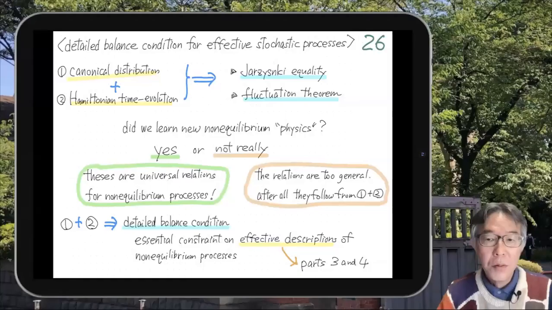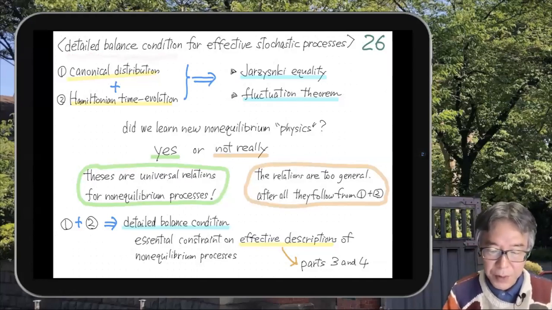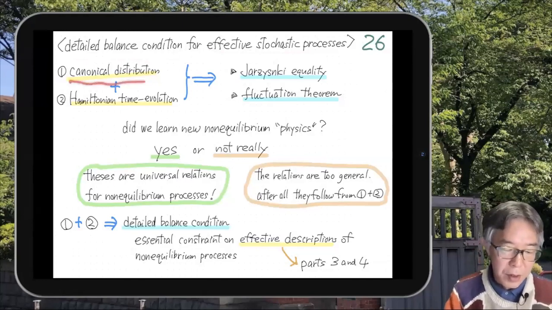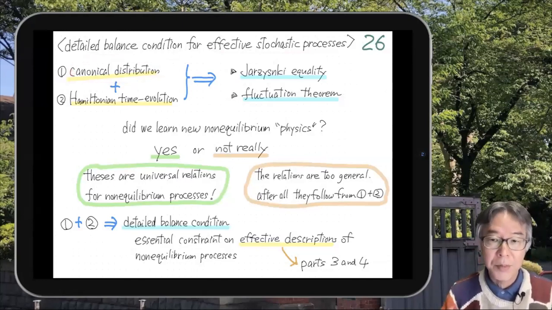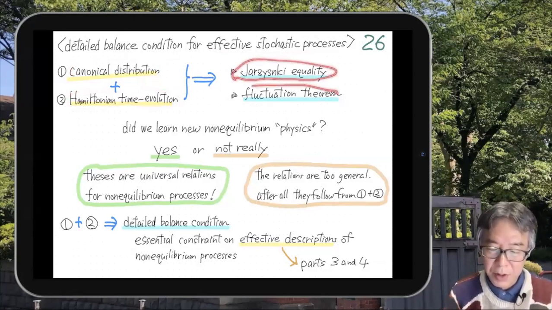Right, this is the final part of part 1, and we are going to discuss something called the detailed balance condition for effective stochastic processes. I'm going to explain what they are. In this part, we started from the assumption of the canonical distribution from equilibrium statistical mechanics, and we used Hamiltonian time evolution to derive very non-trivial relations like the Jarzynski equality and the fluctuation theorem.